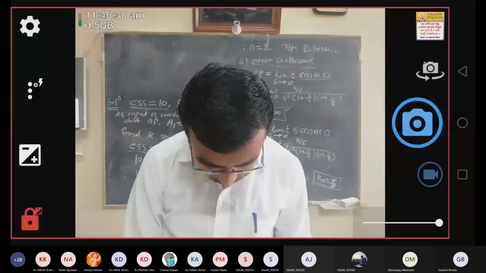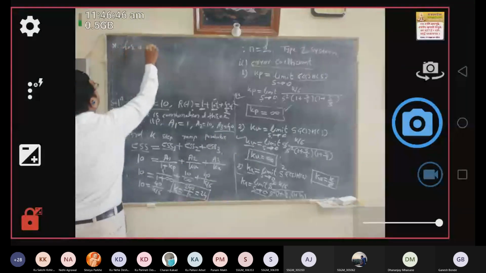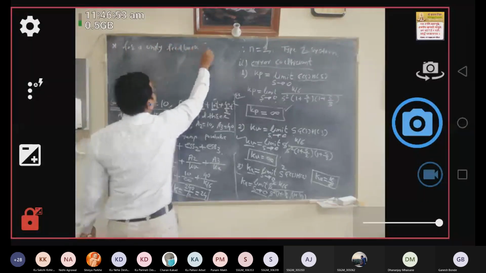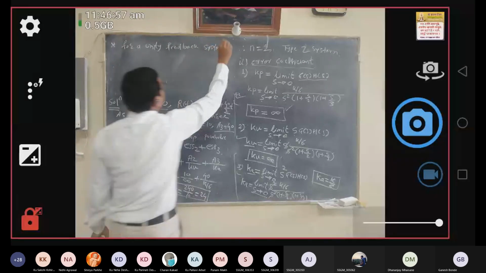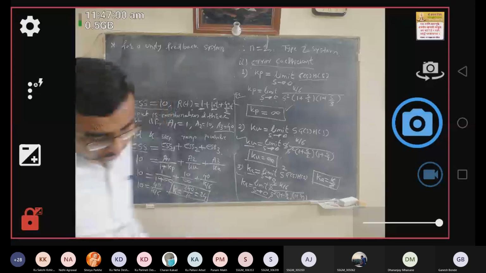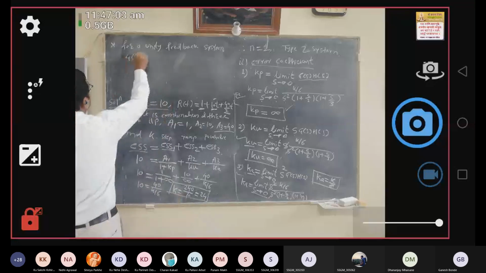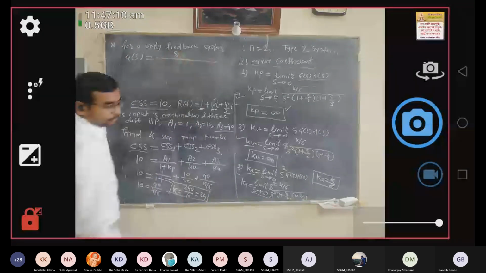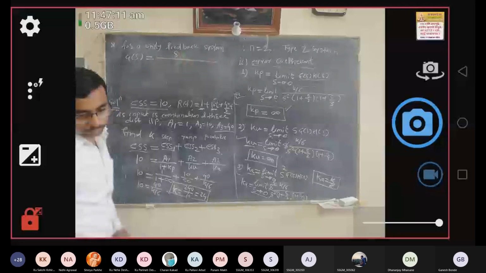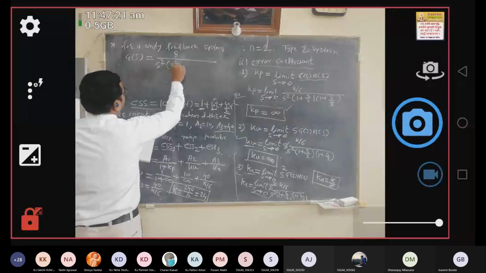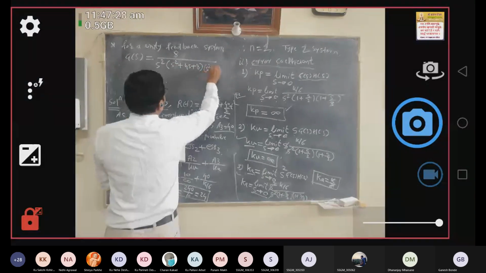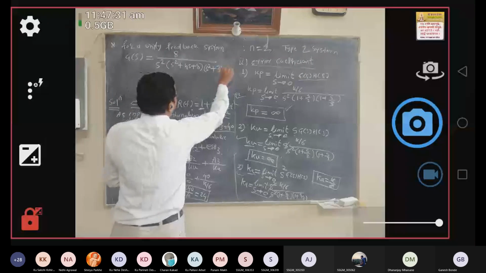Write down. For a unity feedback system, the value of G of S is equal to 8 upon S square into S square plus 4S plus 8 into S square plus 3S plus 12.